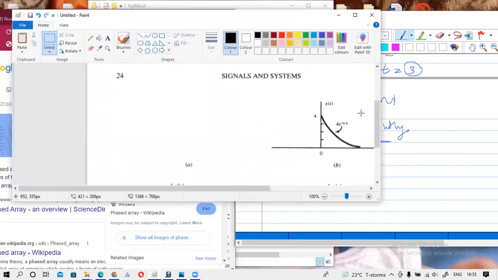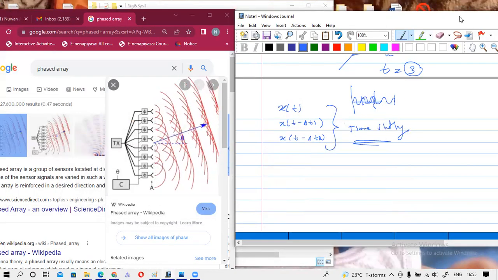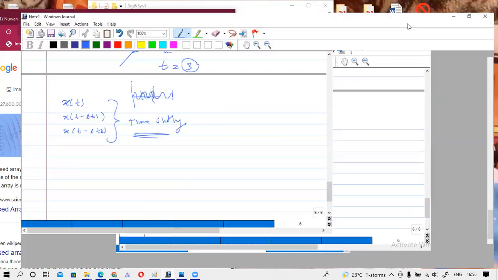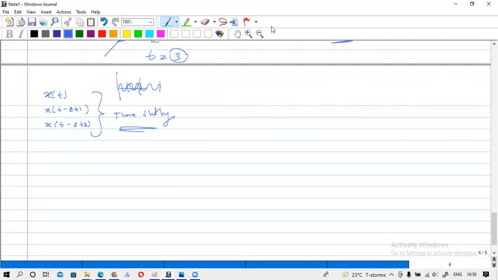So in signal processing, in real world applications, we are using these time transformation techniques. And also for analytical purposes, we are using these time transformation techniques. Okay, let's wind up then. If you don't have any question, can we wind up?